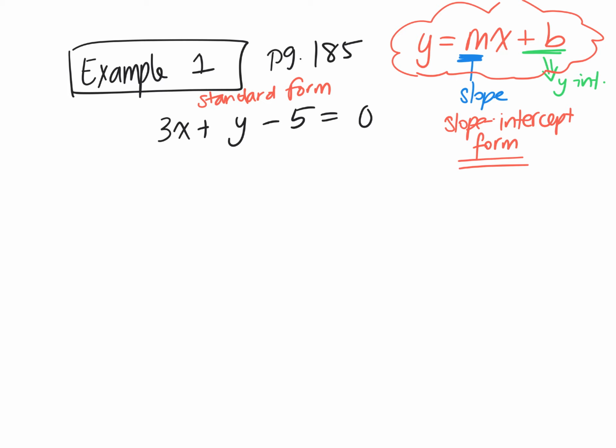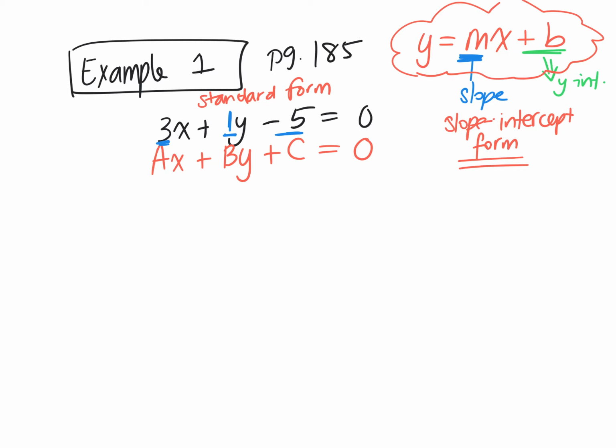So this is written in standard form. Standard form is ax plus by plus c equals 0. If it's written in that form where you have something x plus something y, we could put a 1 here, plus or minus something equals 0, that's called standard form.